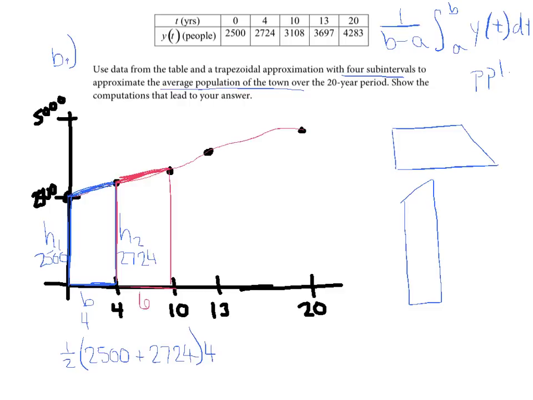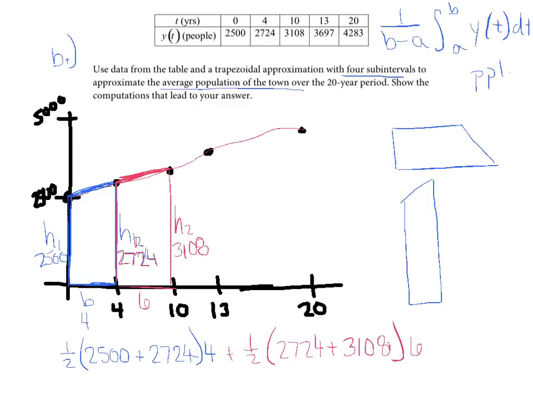Now I would say that the first height is 2724. Okay, we'll call that our first height. And then height number 2 is going to be 3108. So we've got 1/2, we've got our respective heights, 2724 plus 3108, times a base of 6 units.